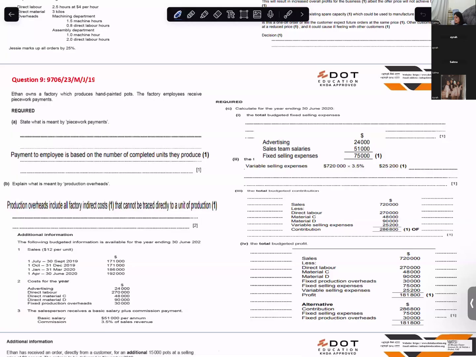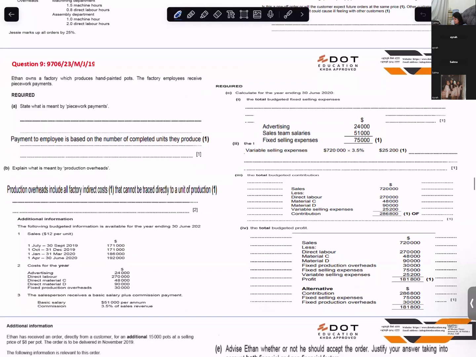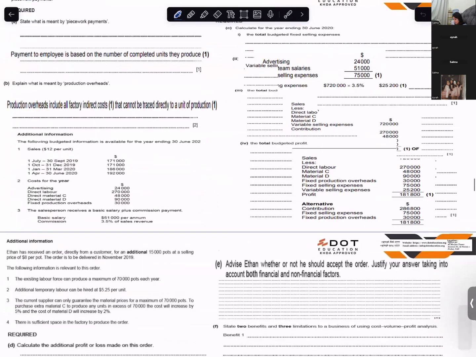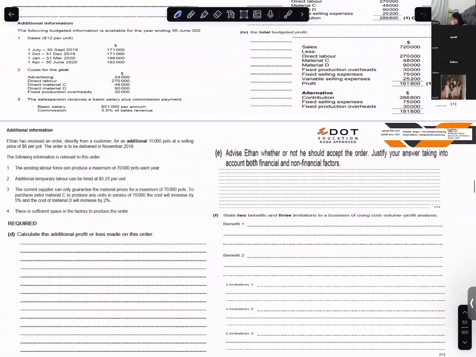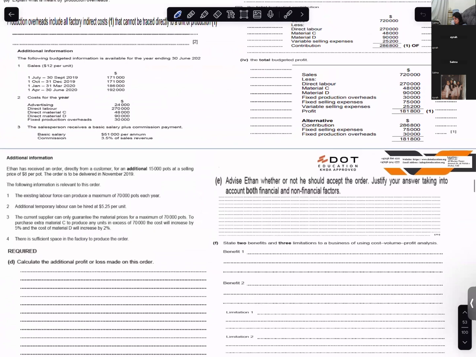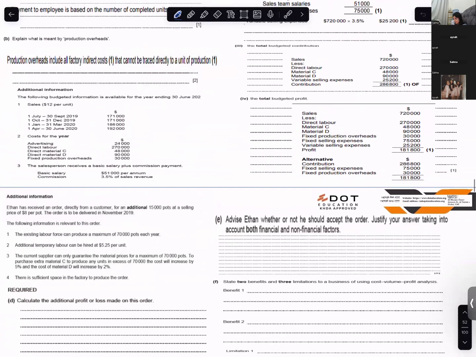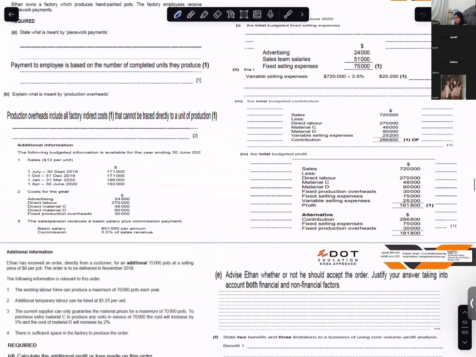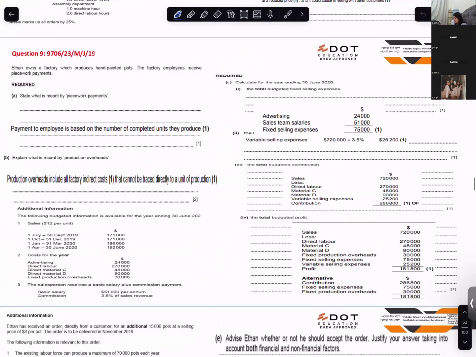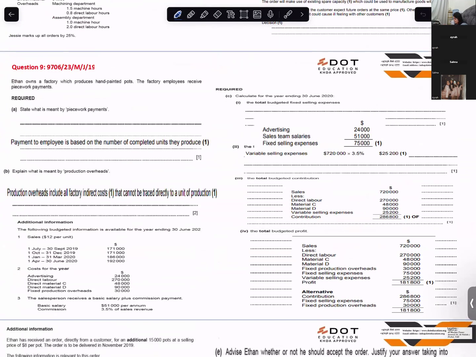What is meant by piecework payment? State what is meant by piecework payment. Okay, like piece rates. So it is payment that is made to the employee on the basis of how many units they produced.